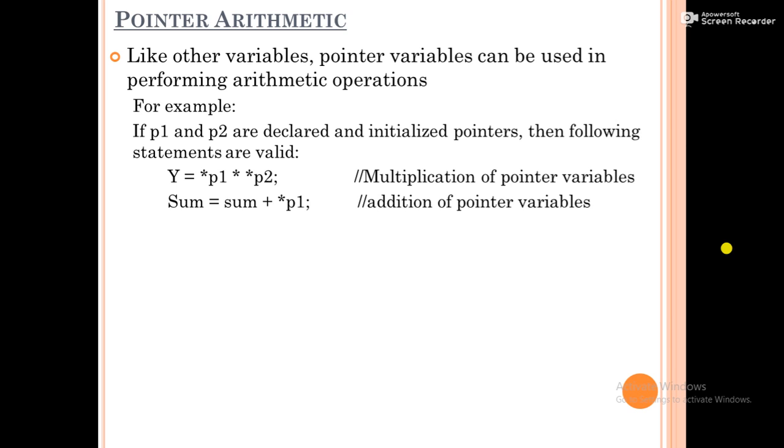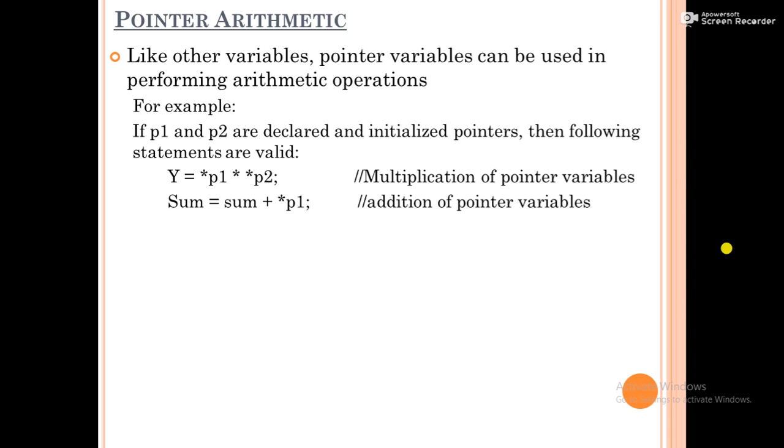Next, pointer arithmetic. Like other variables, pointer variables can be used in performing arithmetic operations. Let's take an example. If p1 and p2 are declared and initialized pointers, then the following statements are valid. y = *p1 * *p2. Here p1 and p2 are pointer variables, and using the asterisk symbol we access their values, then multiply them.